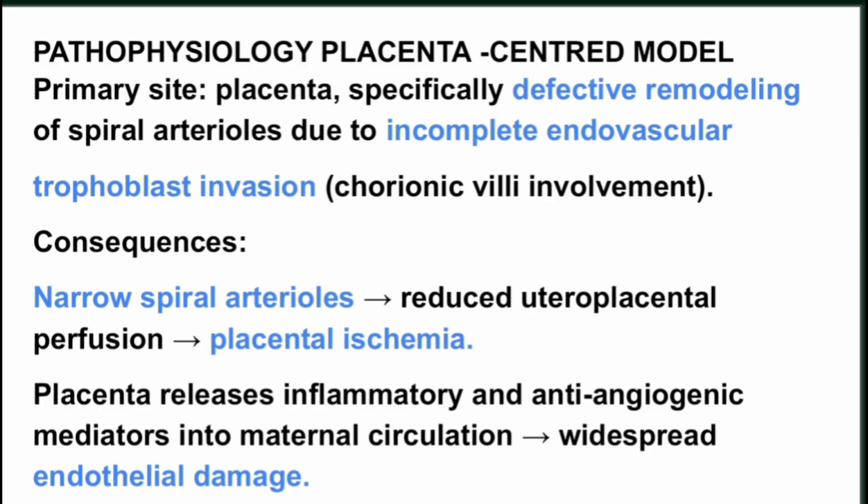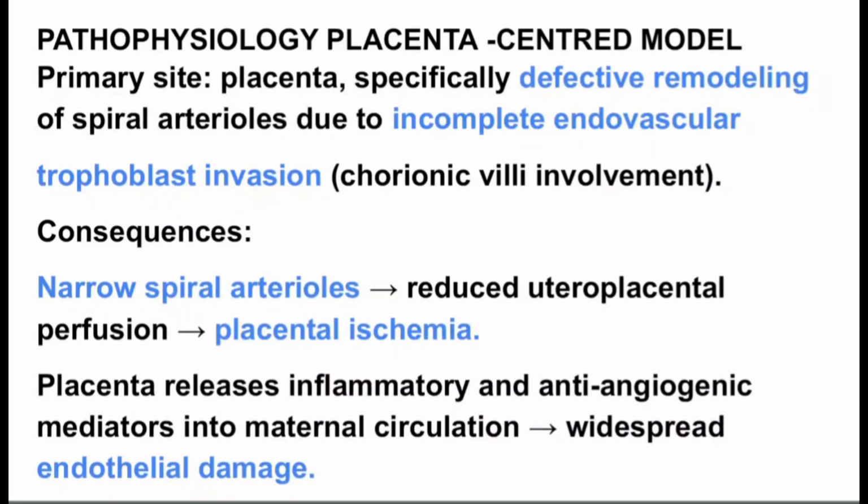The consequence leads to narrowing of the spiral arteries, which causes reduced uteroplacental perfusion, which in turn causes placental ischemia. So the placenta releases some inflammatory and anti-angiogenic mediators into the maternal circulation.